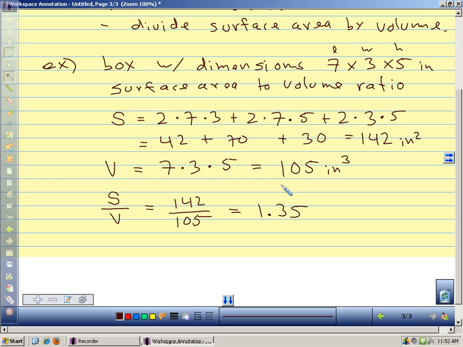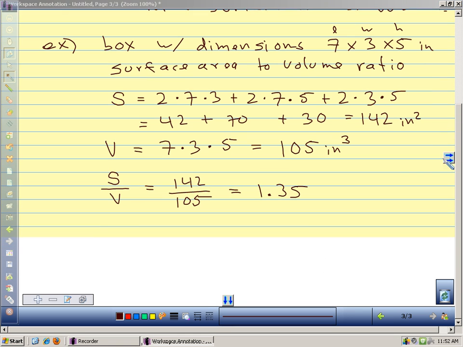Any questions on surface area to volume ratio? There are some problems in your homework that will ask you to think about why something might be shaped the way it is, and when those problems do, they're asking you to think about the surface area to volume ratio of those things, like the example I gave with a leaf or a container, something like that. All right.